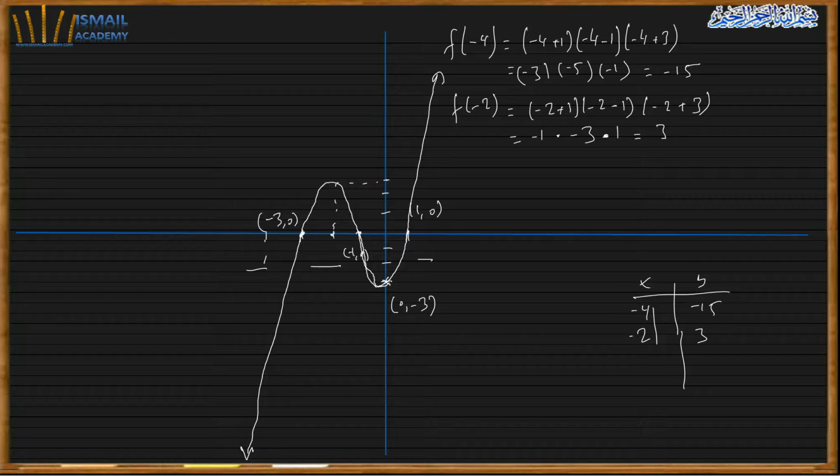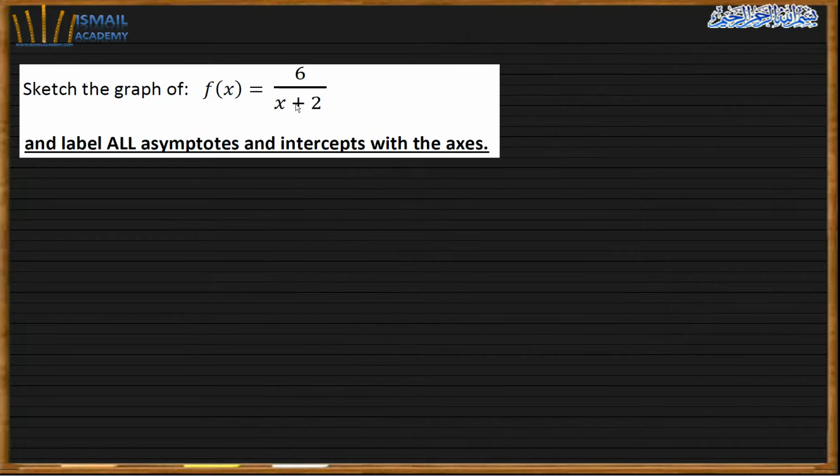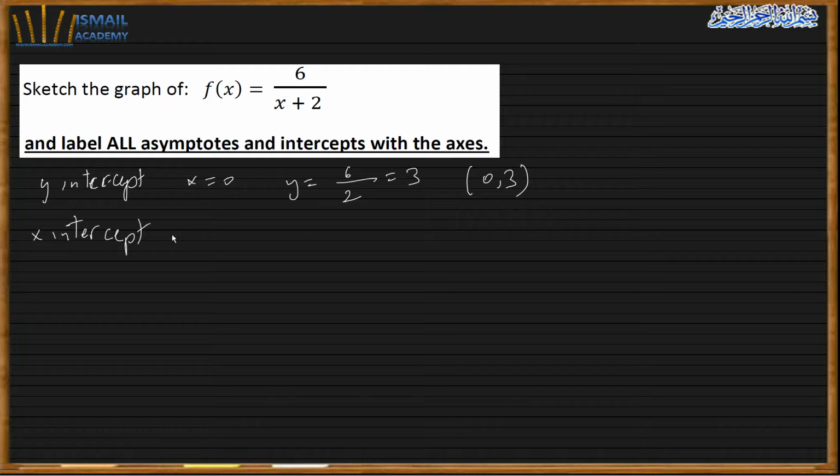Alright, so next, here it asks me to graph f of x equals x over x plus 2. So again, I need to find my intercepts, the y-intercept. So make x equal 0. So it's going to be y equals 0 over 2, which is 0. So it's going to be 0, 0. For the x-intercept, I make y equals 0, which is f of x equals 0. So this means x over x plus 2 equals 0.